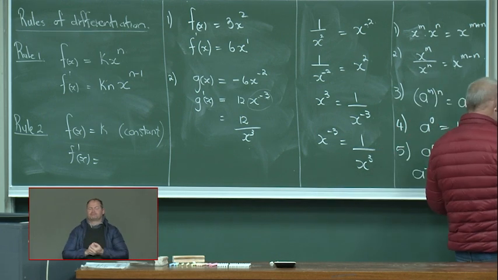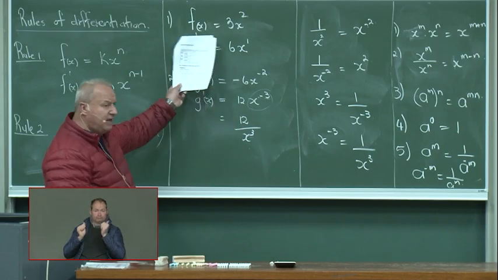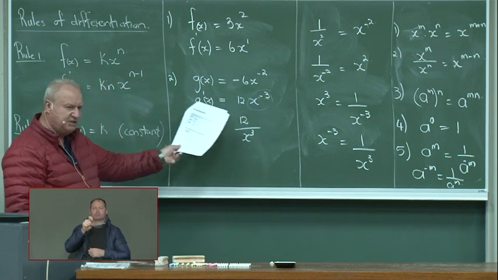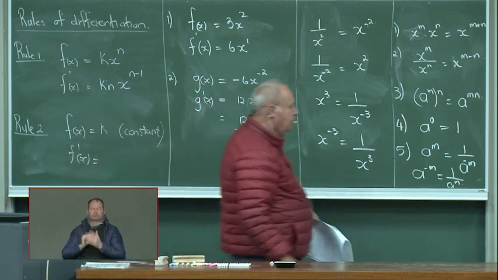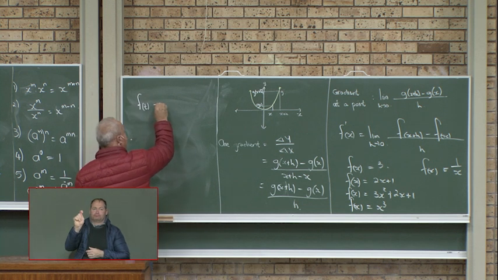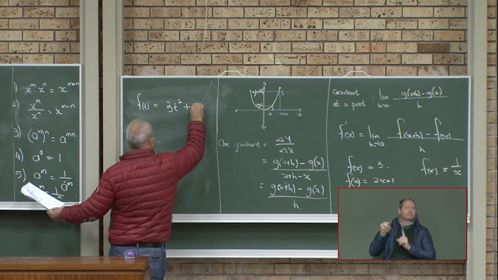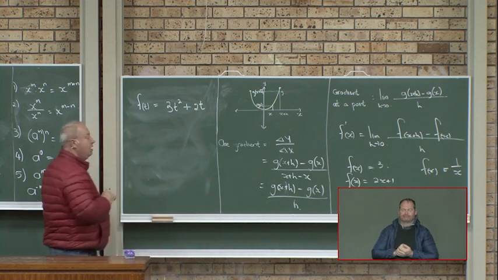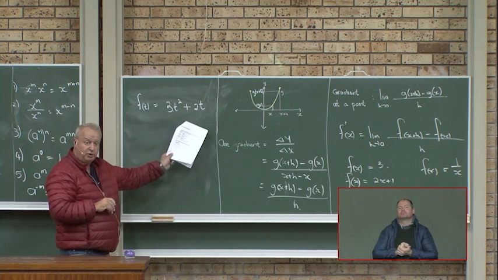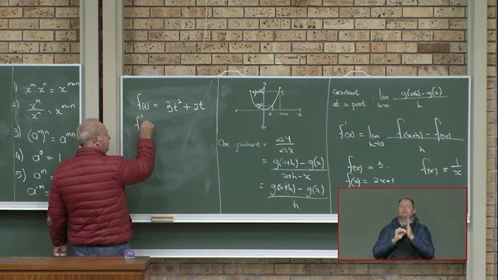Right, let's quickly have a look at this. Are you all happy with this notation? If f of x is the expression, f prime x is the notation. If g of x is the expression, g prime x is the notation. Let's say f of t is equal to 3t squared plus 2t, correct? Now, what is the notation for the derivative? If this expression is in terms of t, we call it f of t, and the notation is f prime t, correct?